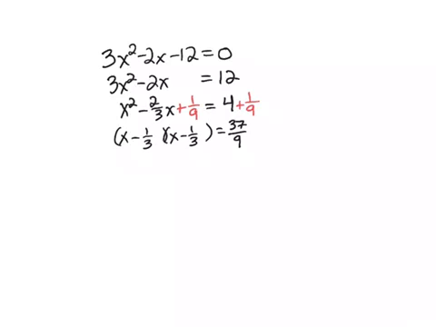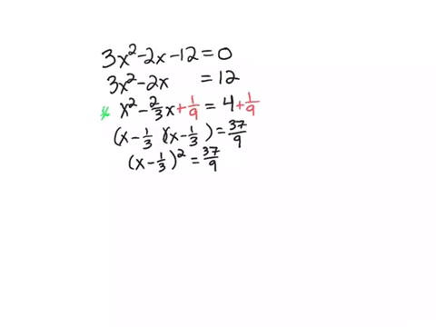Okay. So now that it's factored into two binomials, if we created our perfect square trinomial correctly, both those binomials should be exactly the same. That allows me to rewrite x minus 1/3 times x minus 1/3 as x minus 1/3 squared equals 37 over 9. And since we forced it to factor, we found the binomials that create that trinomial.